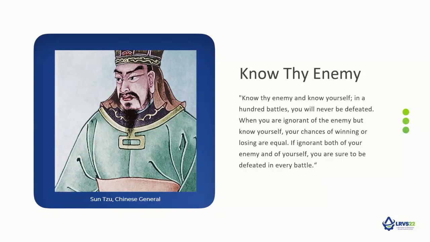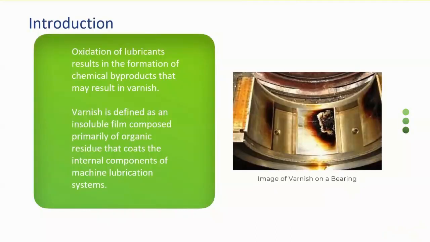When you are ignorant of the enemy, but know yourself, your chances of winning or losing are equal. If ignorant both of enemy and of yourself, you are sure to be defeated in every battle. But how does this pertain to varnish? And what's the purpose of knowing said enemy?